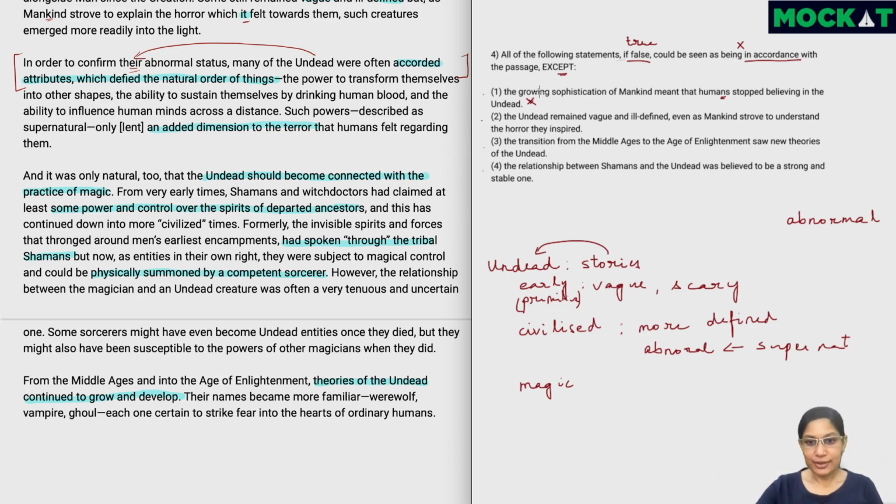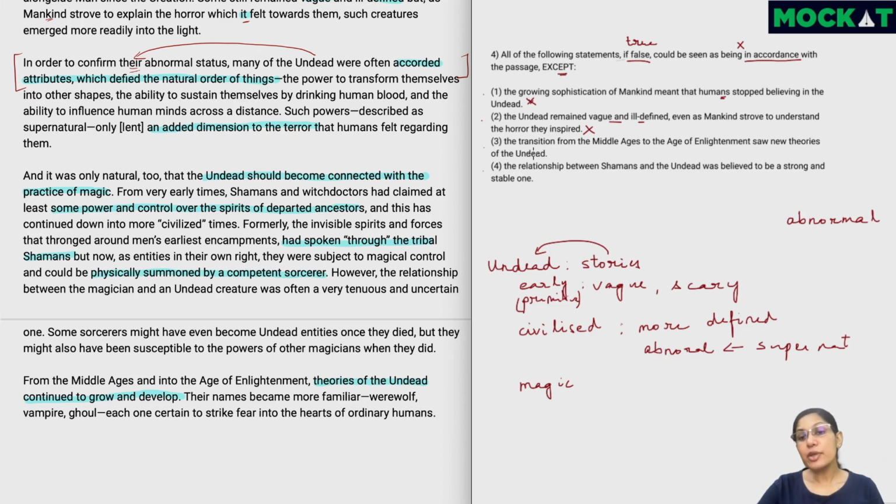So we'll eliminate it. The undead remained vague and ill-defined, even as mankind strove to understand the horror they inspired. Now, this is also something which is currently not in line with the passage, because the undead have become more defined. Now we also know what are the types of undead and so on. So this again is something which is not in line with the passage if true, which means that if false, it would be in line with the passage, so we can eliminate it.